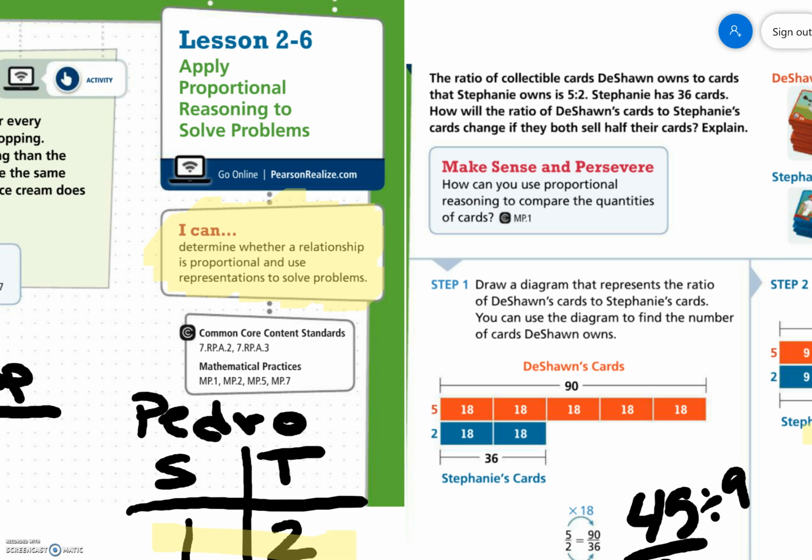All right, 8th grade or 7th grade, let's say it. I can determine whether a relationship is proportional and use representations to solve problems.